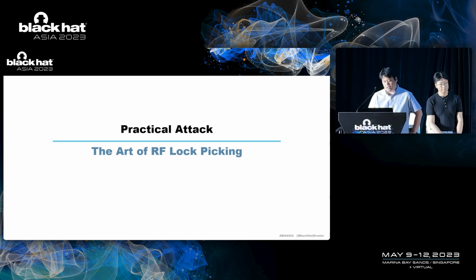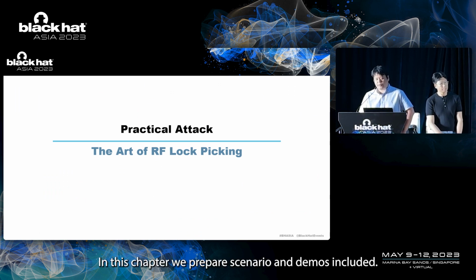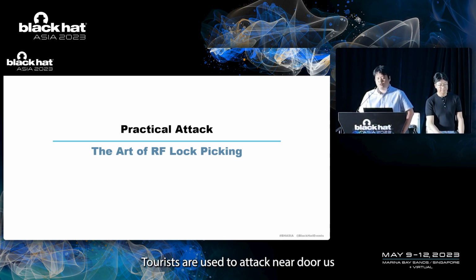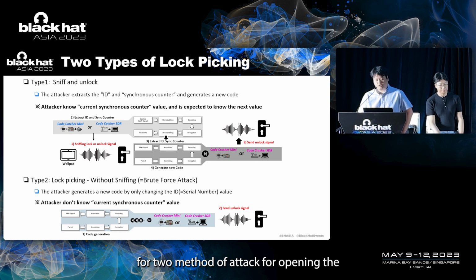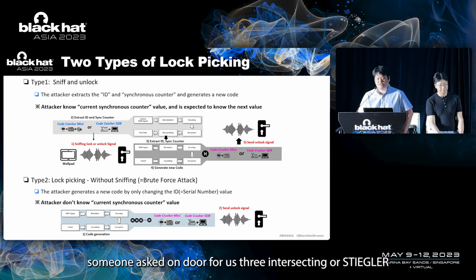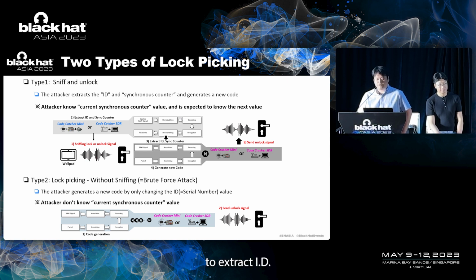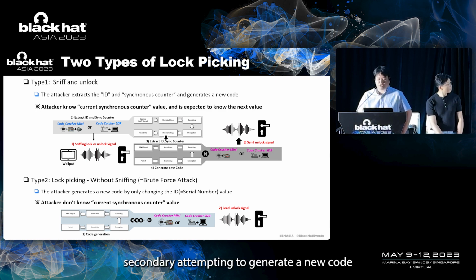In this chapter, we prepare scenarios and demos included where RF lock-picking tools are used to attack rear door locks. There are two methods of attack for opening someone else's home door. Firstly, intercepting a signal to extract ID and counter information to generate the next code. Secondly, attempting to generate a new code without intercepting the signal, using brute force by trying different IDs.